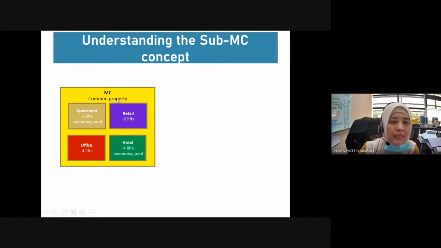Okay, which is first, we will have this situation whereby you have the MC taking care of the common property. In this case, since the different common properties within the different users have not been designated yet, these are also known as common properties. The lifts, the swimming pools, also known as common properties and have to be taken care of by the management corporation. They have to be maintained and managed by the management corporation. Means that the cost of maintaining and managing the 2 lifts, the swimming pool here and 2 lifts under retail, 4 lifts under office, 4 lifts and swimming pool under hotel will have to be borne by everybody.